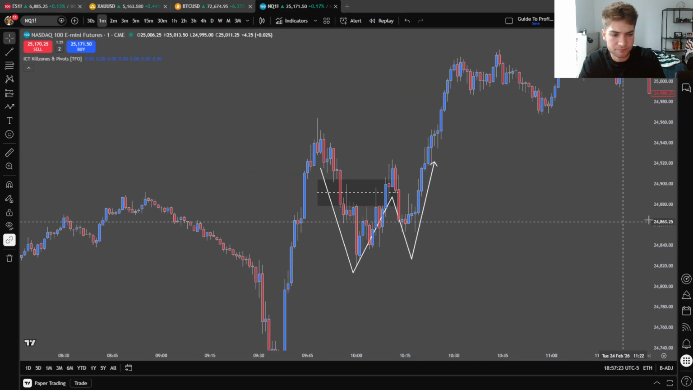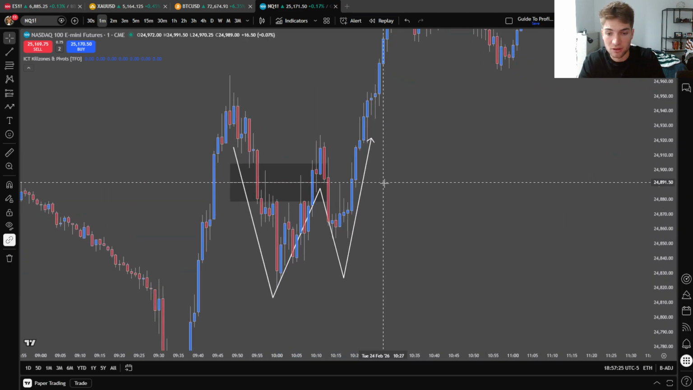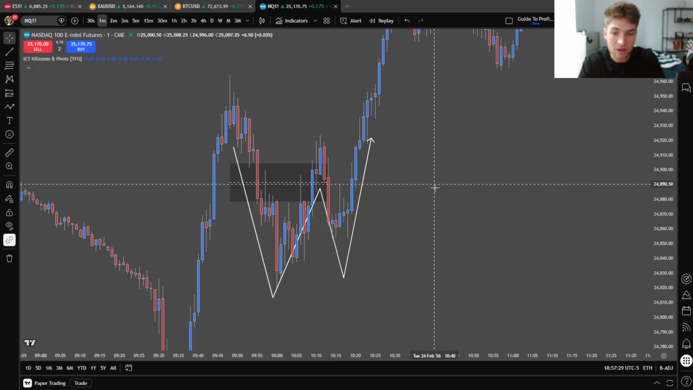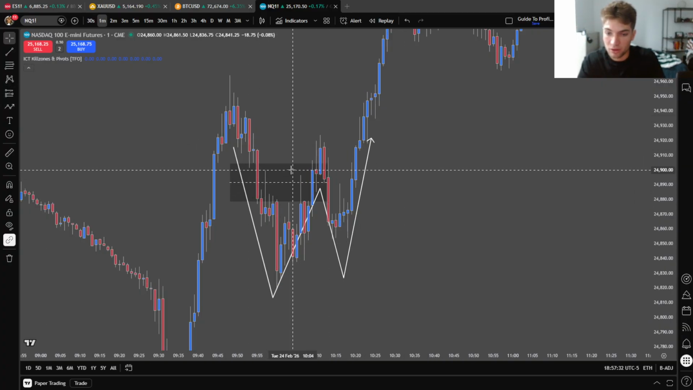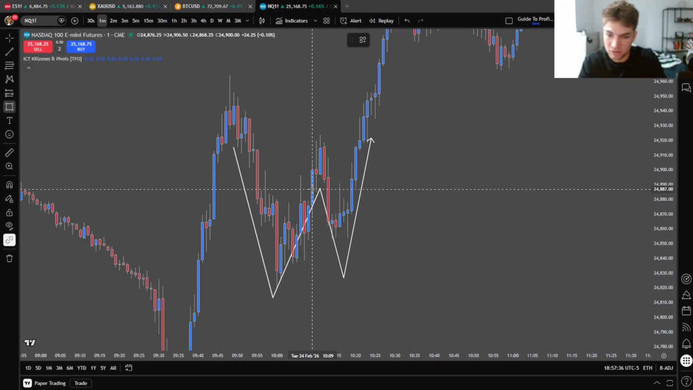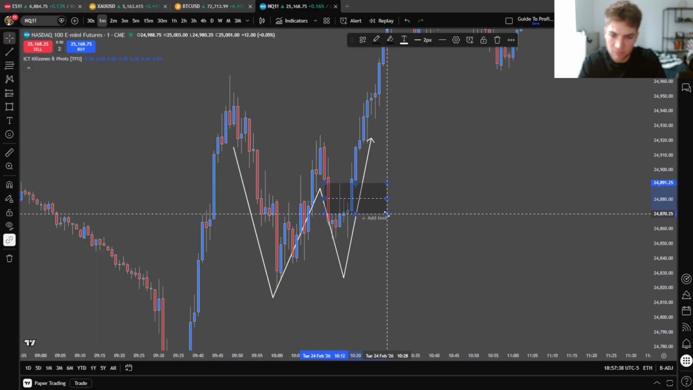Boom, right there. And there's a second bad entry on this that ends up working out, but in the long run is not going to work out, which is, we failed another BPR right here. We have another BPR right there, which is really an inverse value gap. We have this inverse value gap right here.